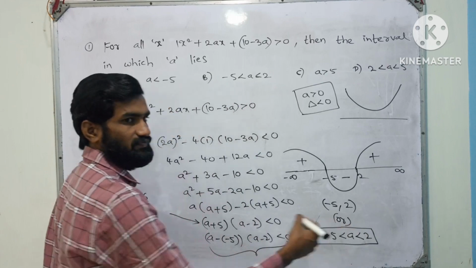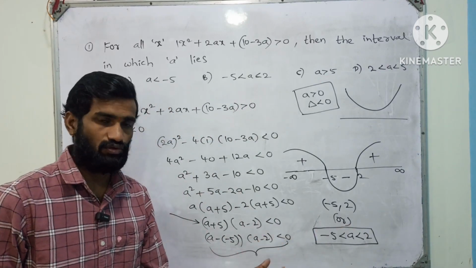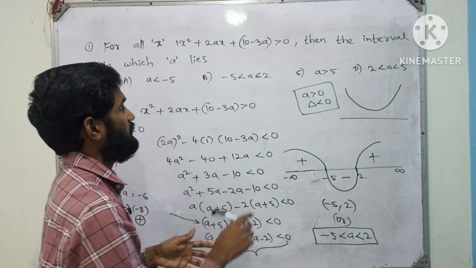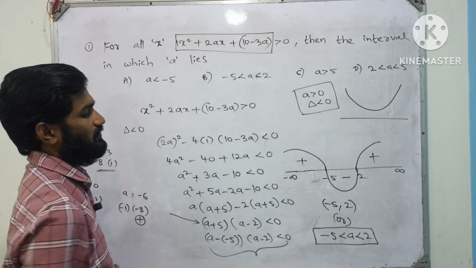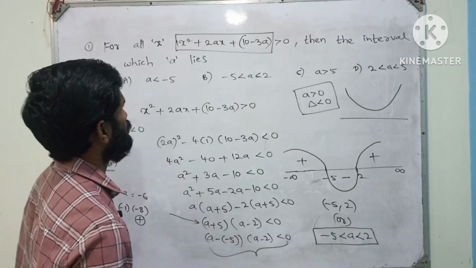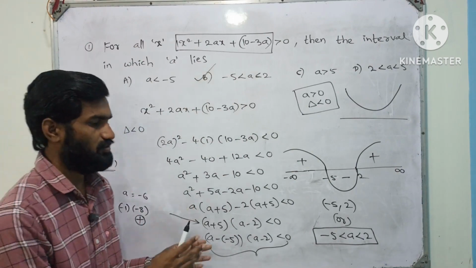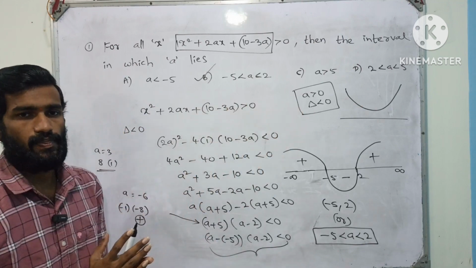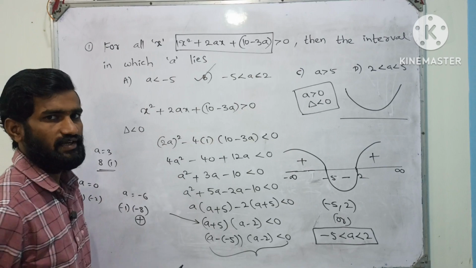In between minus 5 and 2 we are getting negative. Therefore what are the values of a to get this value always positive? This value is always positive for a from minus 5 to 2. This is our answer. Option B is our answer. I hope you got this question. It's very simple. What are the conditions we need to know? Here a greater than 0 and discriminant less than 0. Already a is greater than 0, it is already given.